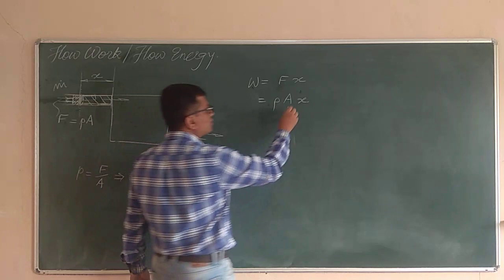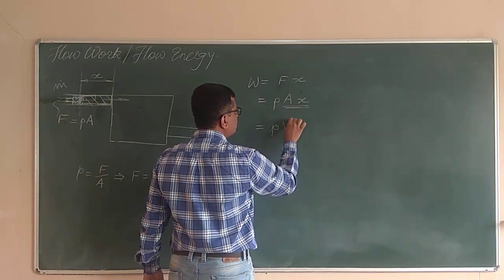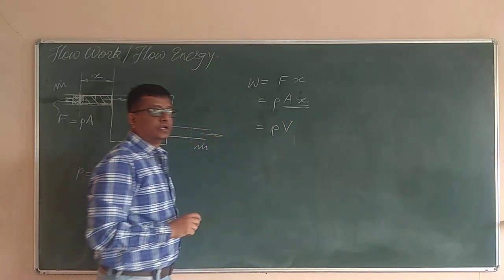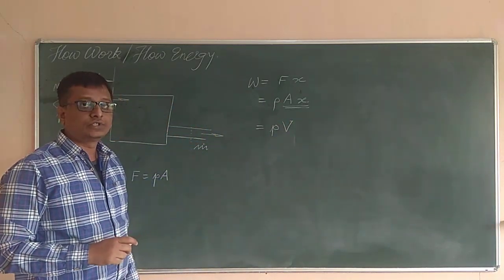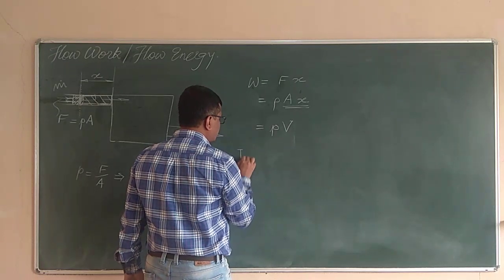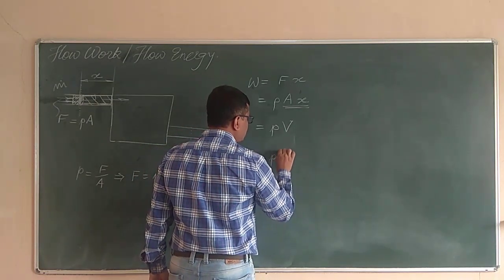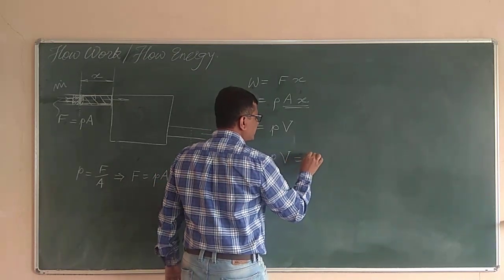So instead of A into x, I can write W is equal to P into the volume of the fluid element V. Remember, that is capital V, which is the total volume of the fluid element. So I can write that the total flow work is equal to P into V. We say it is the flow work.